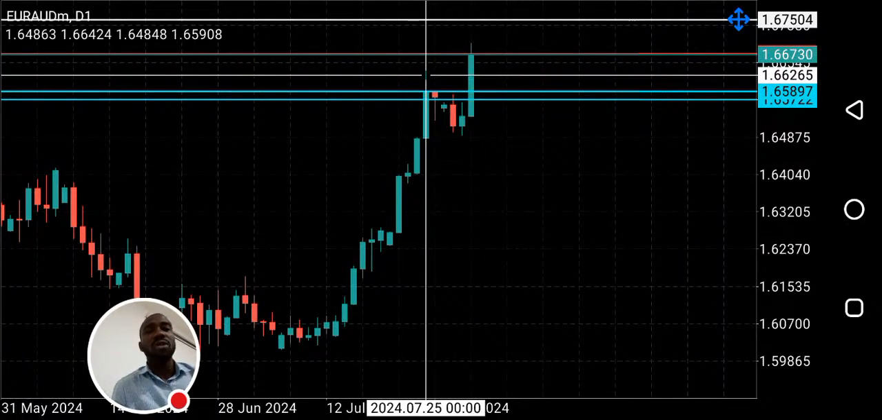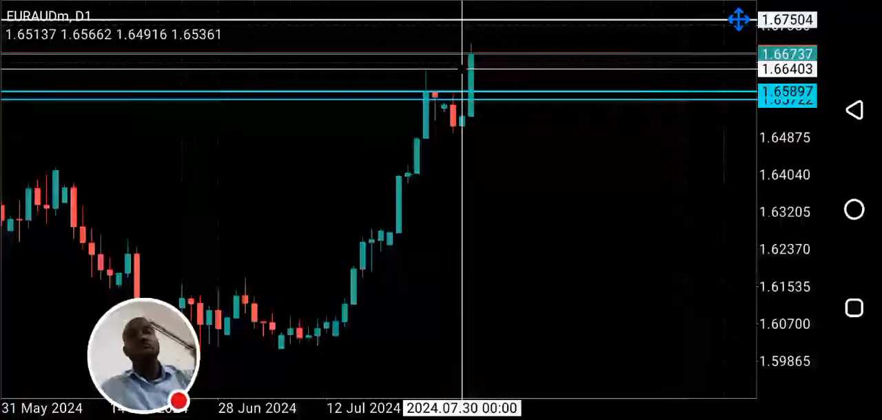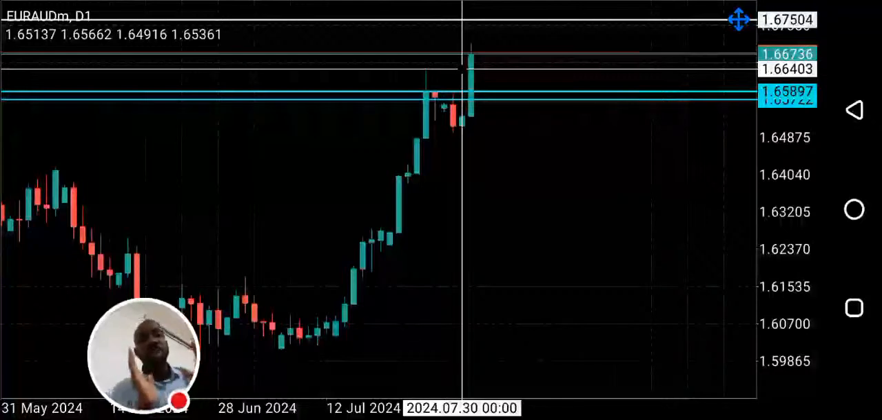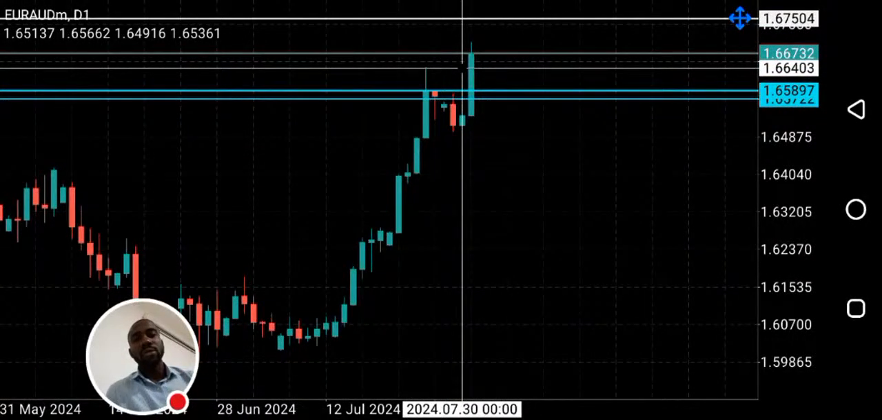The news didn't favor Australian dollar. It was negative for dollars, so they had to go clear liquidity. Now liquidity has been cleared. What am I looking out for? I'm looking out for a bearish reversal pattern to form on 4 hours. That's what I'm looking out for before I would sell Euro or C. That's what I'm waiting for: a bearish reversal to form on 4 hour time frame.